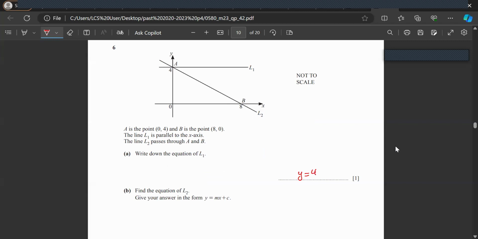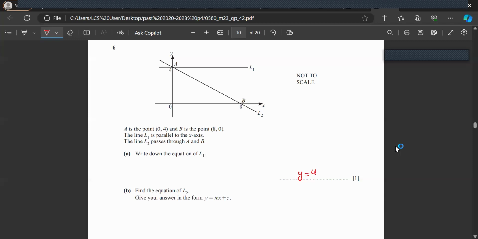And now find the equation of L2. This I will not answer. This is very easy. Find the equation of L2. So what I'm going to do? I have the y-intercept as 4, then do rise over run. It will be what?